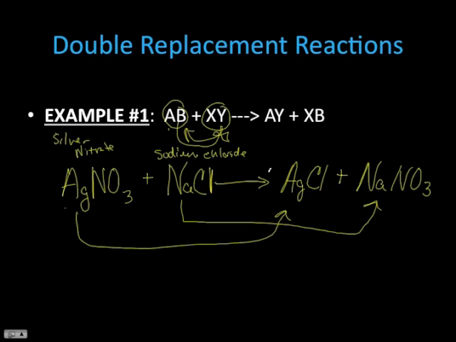So in a double replacement reaction, there are always two compounds as reactants and two compounds as products. But the products are going to be different from the reactants because you have the double switch of those elements that are in those compounds. There are no single atoms in a double replacement reaction.